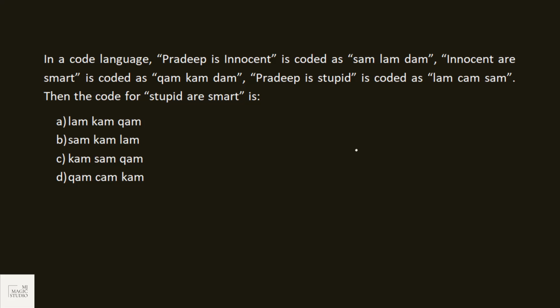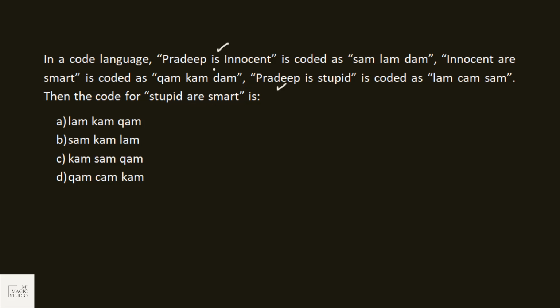Okay, one more of foreign language type coding. In a code language, Pradeep is innocent is coded as this. Innocent are smart is this. Pradeep is stupid is this. Then we need to find the code for stupid are smart.